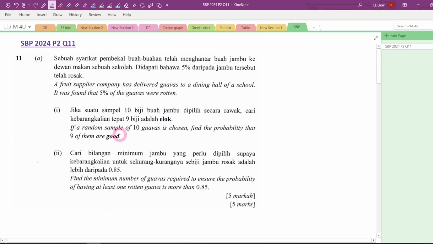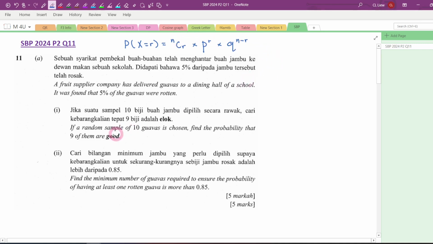So this is a binomial distribution question. I hope you still remember this. P(X = r) is equal to nCr times probability of success, p, raised to the power of r, times probability of failure, q, raised to the power of n minus r. Always make sure the sum of these two powers is always equal to the total number of tries.